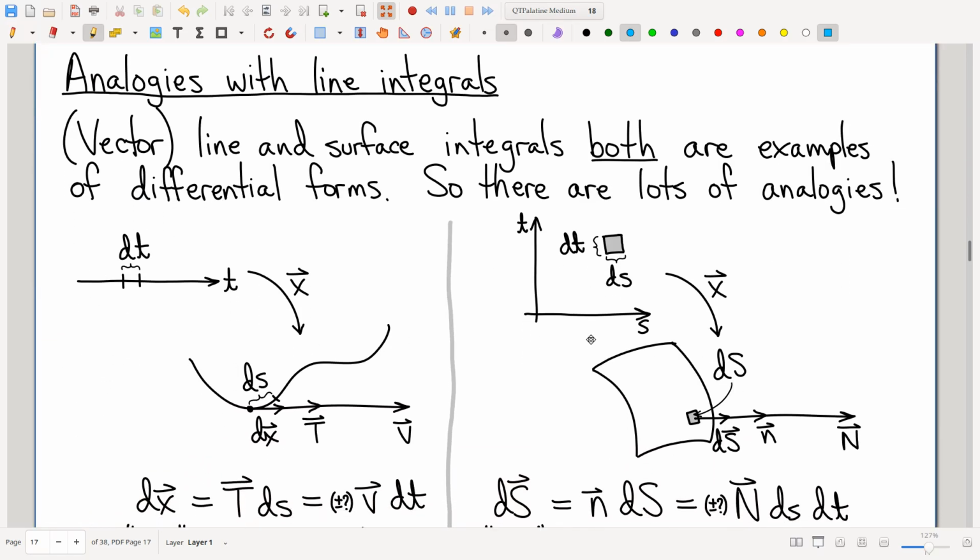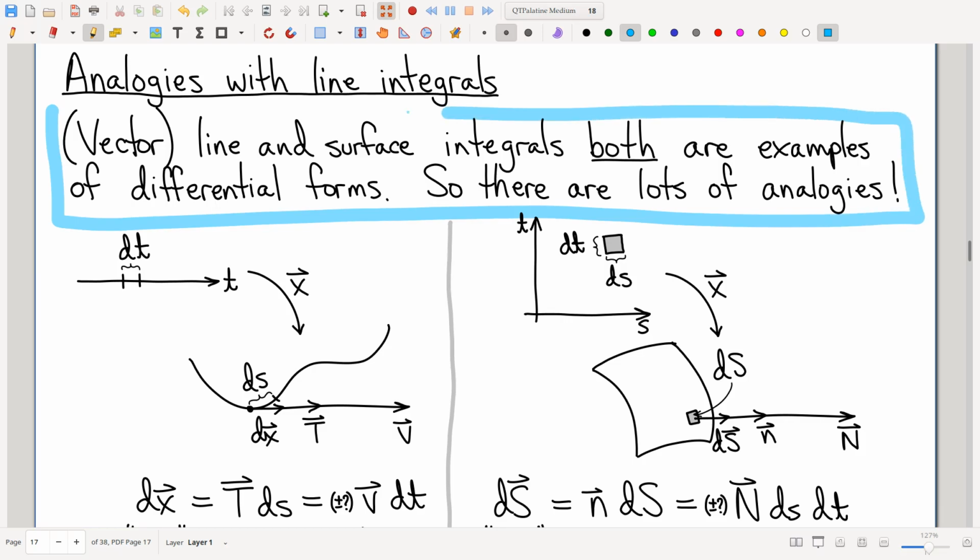Okay. I commented on some of this as we were developing vector surface integrals, that certain things that we were doing were somewhat analogous to certain things we had done with vector line integrals. I want to bring that all together and summarize as much as I can in this context. But before I do that, I want to give you a quick idea of why that is.